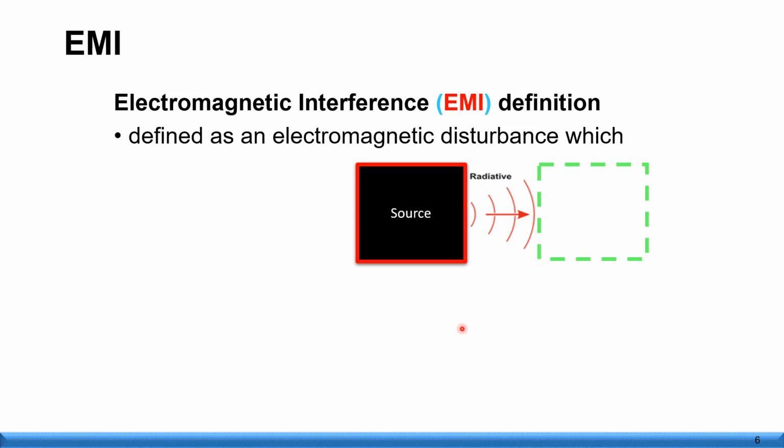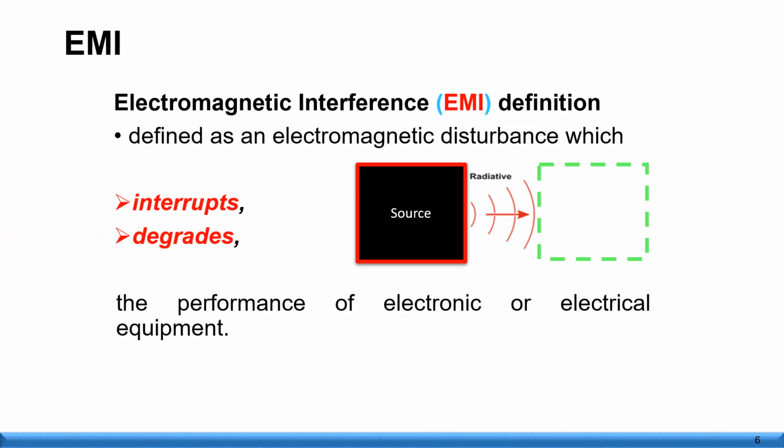So this slide is one example of the background. Let's say we talk about EMI background. It's a definition for electromagnetic disturbance, which means a source, radiative, and then the effect on the victim, that means other electronic devices. So what will happen? They will interrupt and degrade the performance of the electronic or electrical equipment.